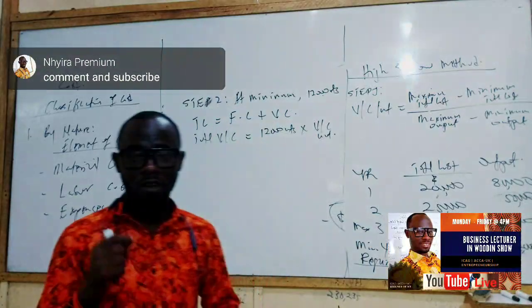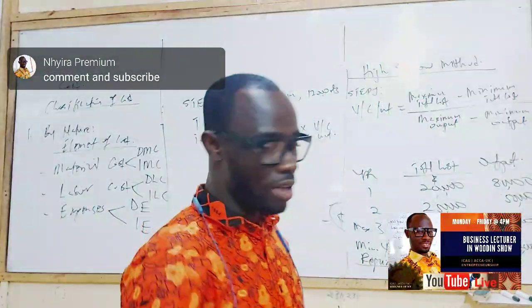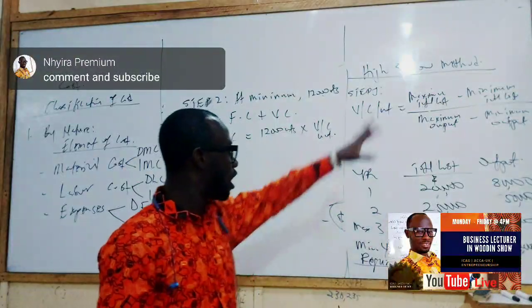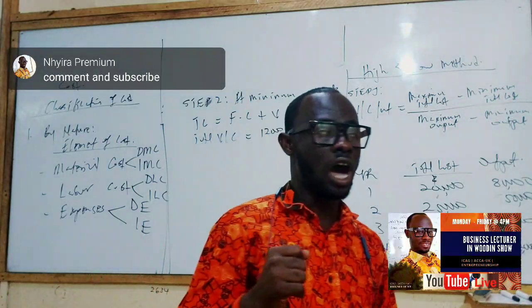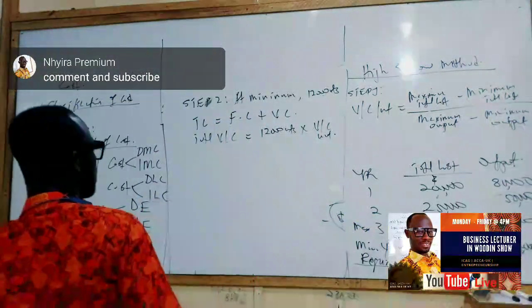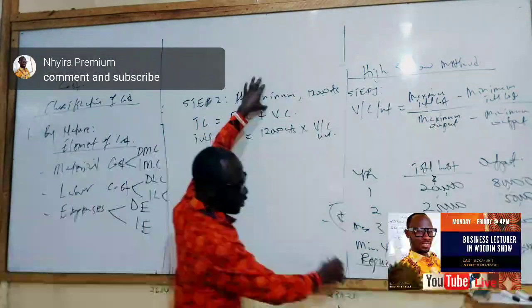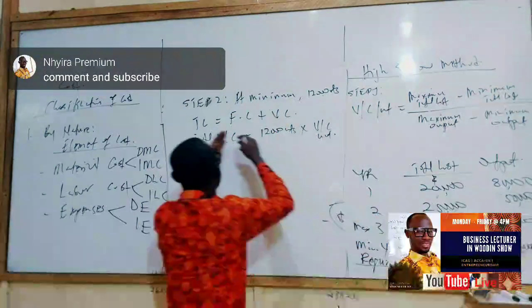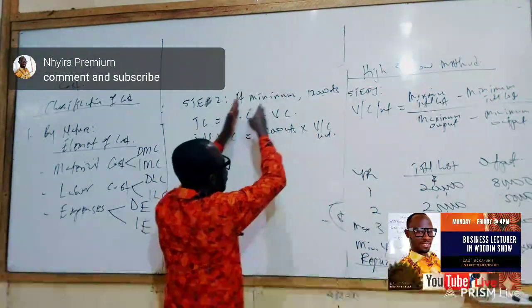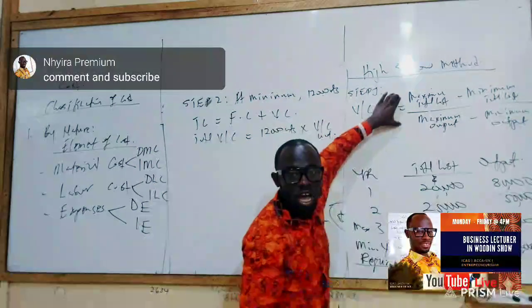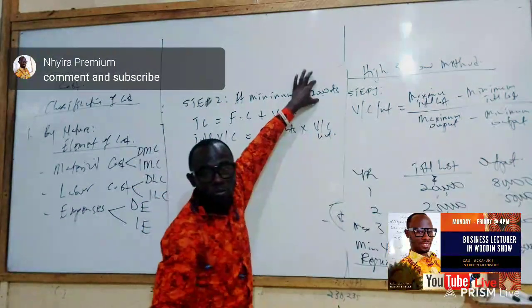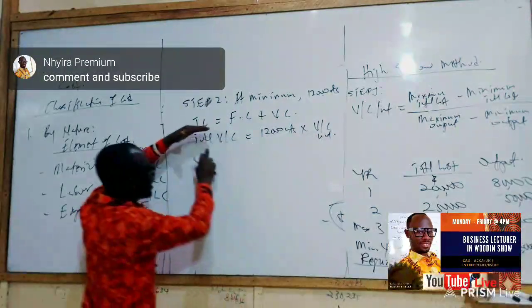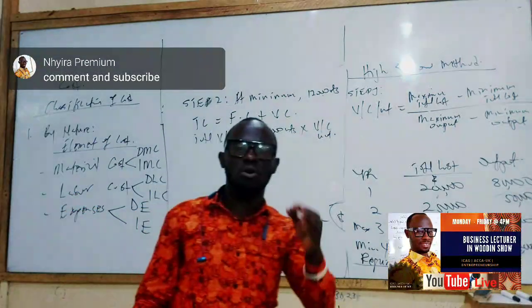Now, unfortunately, I don't have my Casio calculator here with me. I don't have any calculator here. Otherwise, I would have done the computation. But I'm just guiding you so that you can do it at home or at your office. So, at minimum, which is the 12,000 units, total cost is fixed cost plus variable cost. Now, since you have the variable cost per unit, you multiply that by the minimum unit of 12,000, and that gives you the total variable cost.